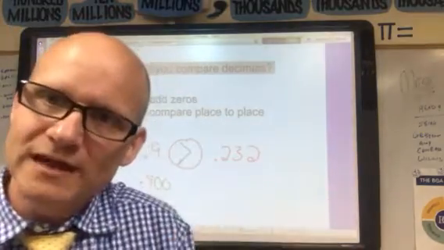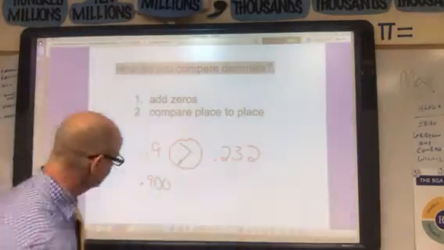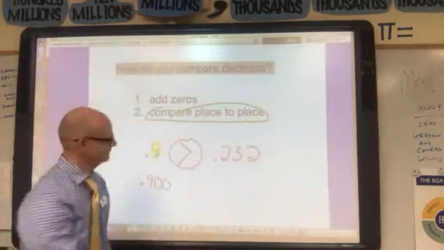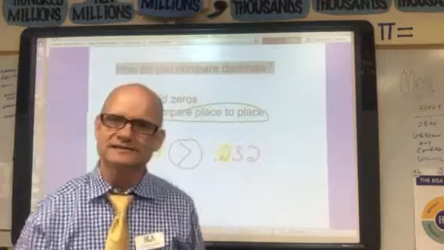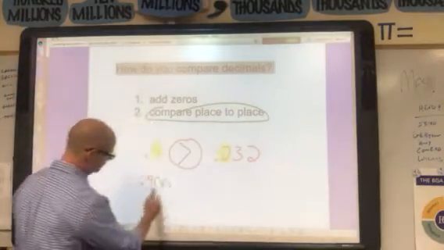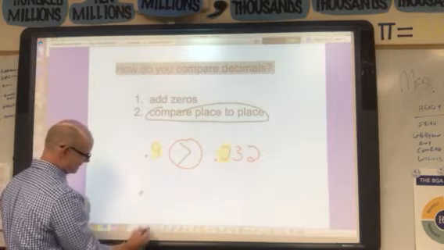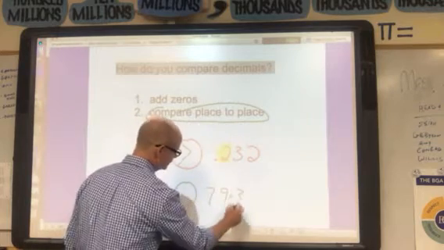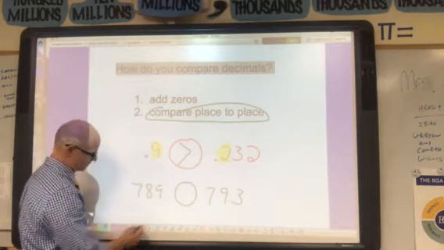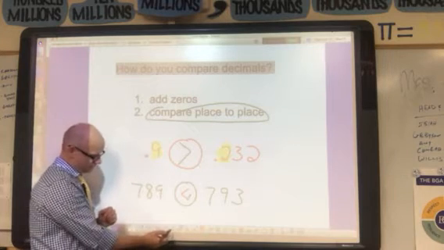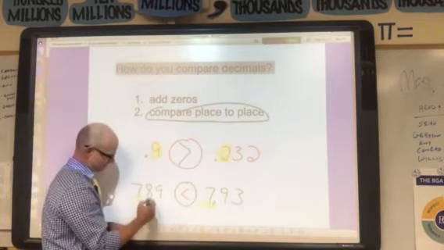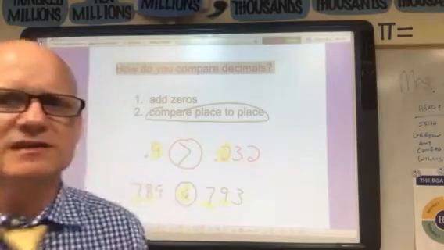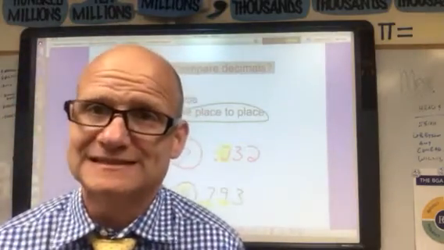Other students just go by place. They just say, hey, look, if you go by place, I've got 9 tenths. That's larger than 2 tenths. It's the same as when you compare whole numbers, but going by place. So if I had 789, and you're comparing it to 793, you guys already know that 793 is larger. What you really don't remember is that you're going 700s, 700s, 8 tens, 9 tens, bigger. You're going by place, okay? So you can compare decimals a couple different ways, by adding zeros or by place.